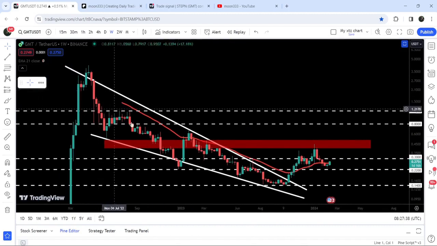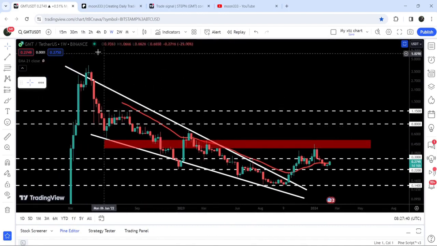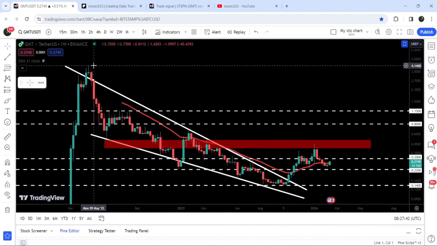Now, if we take a look at the final target for this huge breakout from this big falling wedge pattern, that is here at the top of the wedge. That is approximately at $4. So this was the update so far.